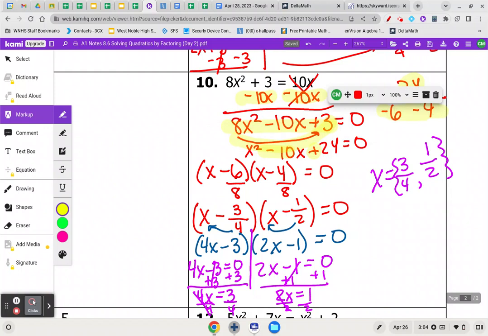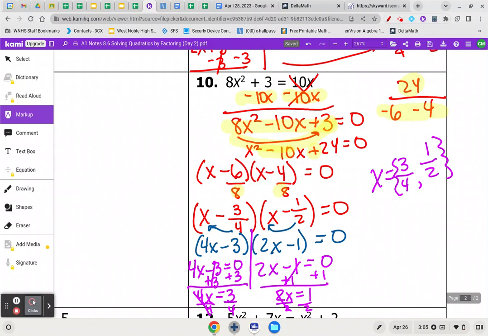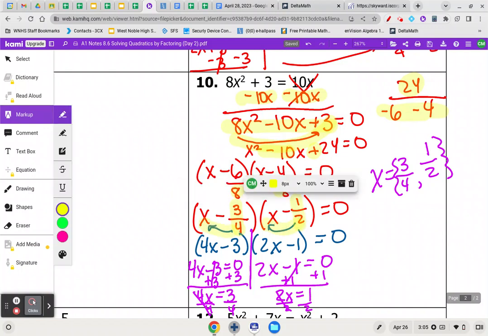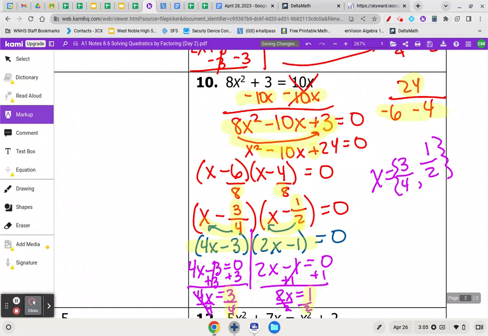Once I had those factors written out, I had to slide the 8 back under, and then I reduced 6 over 8 to 3 over 4, and 4 over 8 to 1 over 2. Both denominators I had to move back up, so I got 4x minus 3 and 2x minus 1 as my factors. And then I solved for h, getting 3 over 4 and 1 over 2 as my two solutions that I wrote in my nice little curvy brackets.